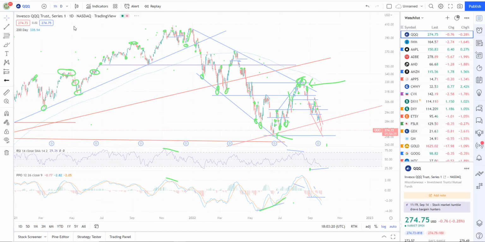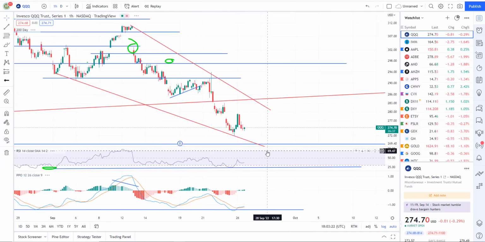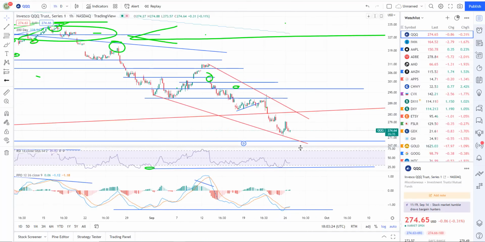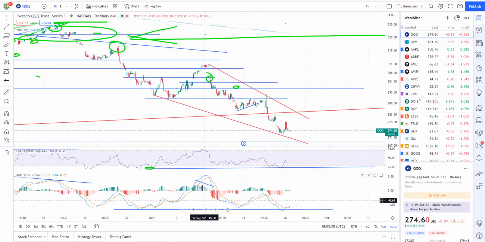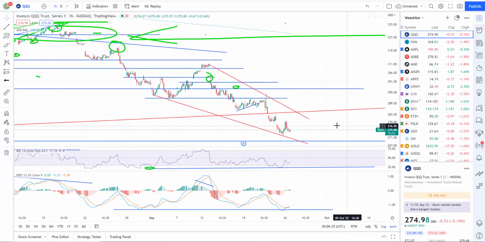So if I go down to the hourly here, you'll notice on triple Qs, on the RSI, we still have that bullish divergence. There it is. See how momentum is still kind of holding in there on an upward trajectory, and yet price is going lower. We also have what looks like a bullish falling wedge pattern, okay, a bullish falling wedge on this hourly chart.